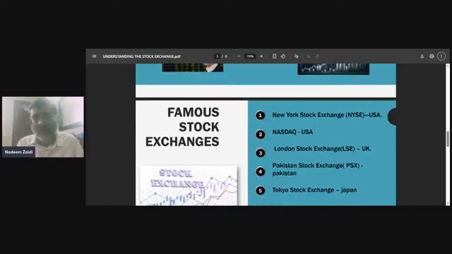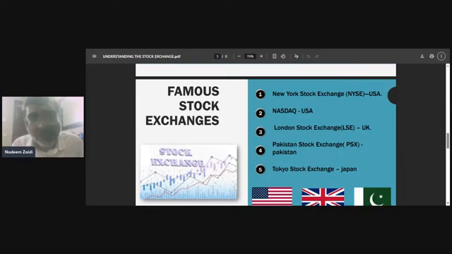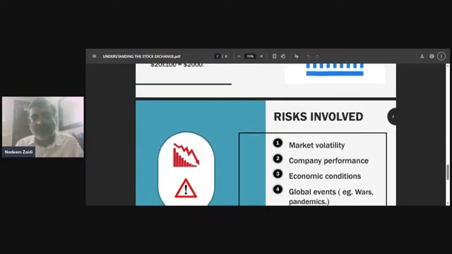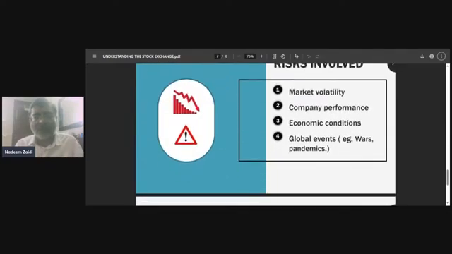Some well-known stock exchanges or stock markets in the world, of course, the two top are New York Stock Exchange and the LSE, which is the London Stock Exchange. And then there's one more, NASDAQ. NASDAQ usually has more market capitalization than the New York Stock Exchange. And there is a slight difference between the two, but these are the two. And then, of course, the Tokyo Stock Exchange and the Karachi Stock Exchange. So this is a brief overview of what a stock exchange is.